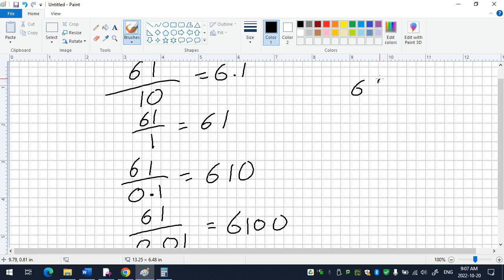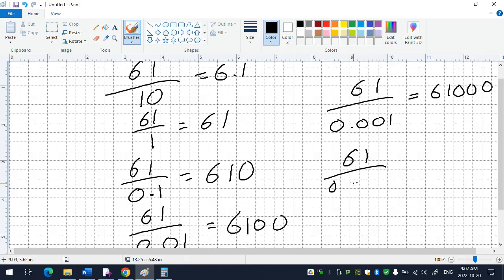Okay, I'm almost done. Now I'm going to divide by what? 0.001. 61 with how many zeros? Okay, we're there. 61 divided by 0.0001.